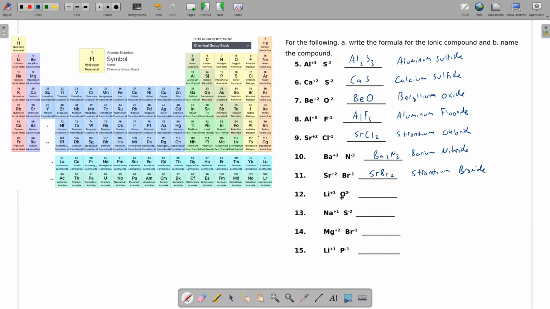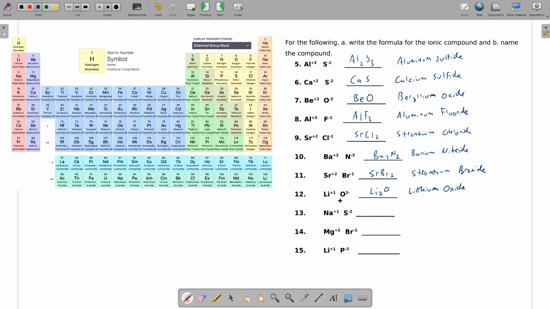And then LiO2, that's lithium dioxide. So it's going to be Li2O. Lithium oxide, not dioxide.